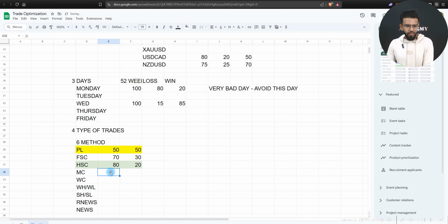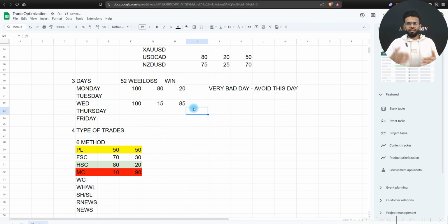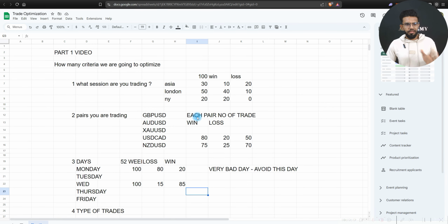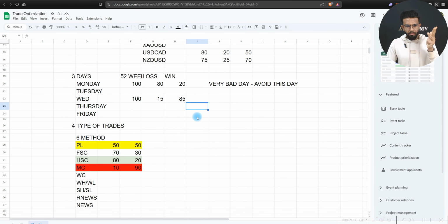Let's say my week and month trades are having only 10% win and 90% lose. That means this you want to avoid. So whenever these method confirmations come up, you will totally avoid these types of trades because you know they're losing trades. So what I did here is just the four: What session are you trading? What pair are you trading? The days you're trading, and the type of trades.